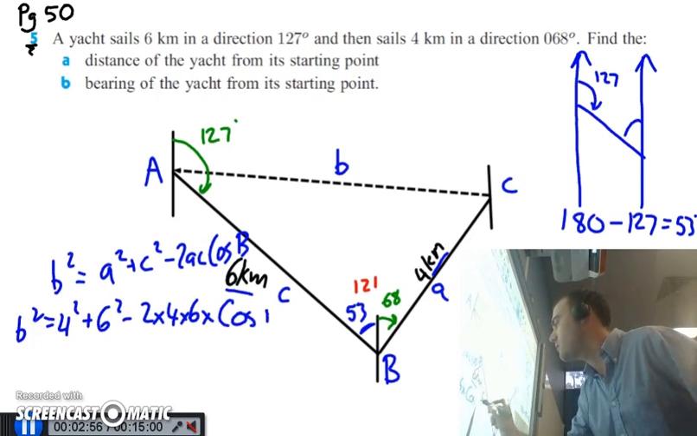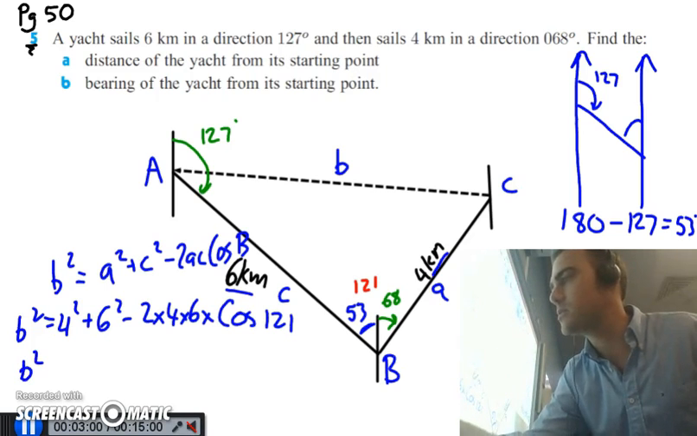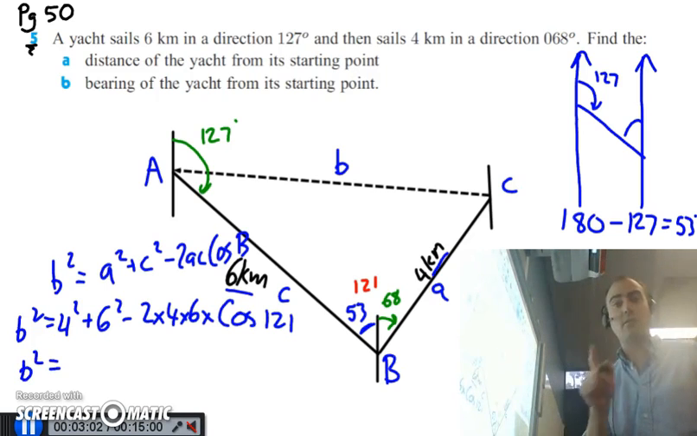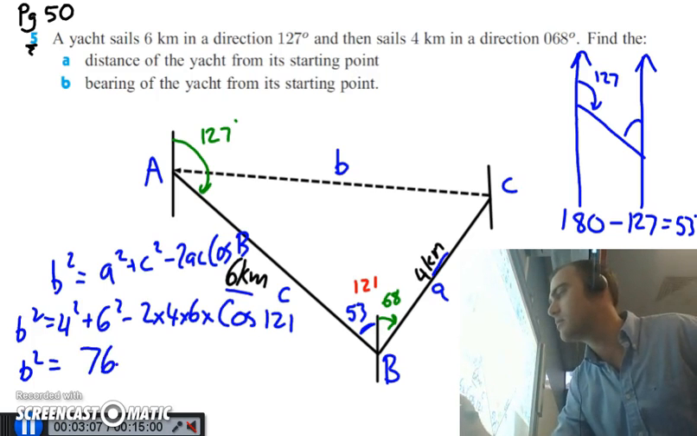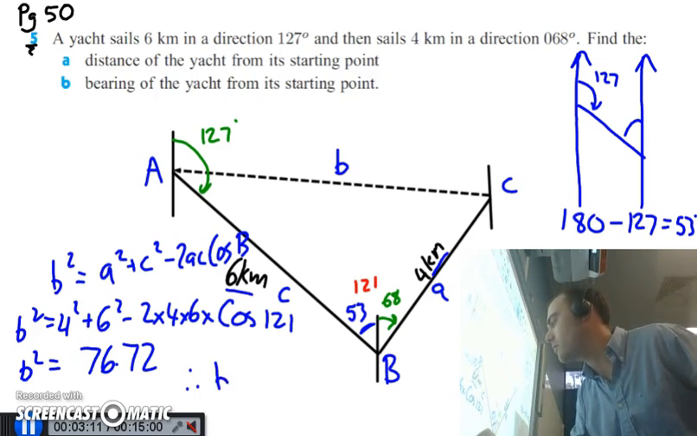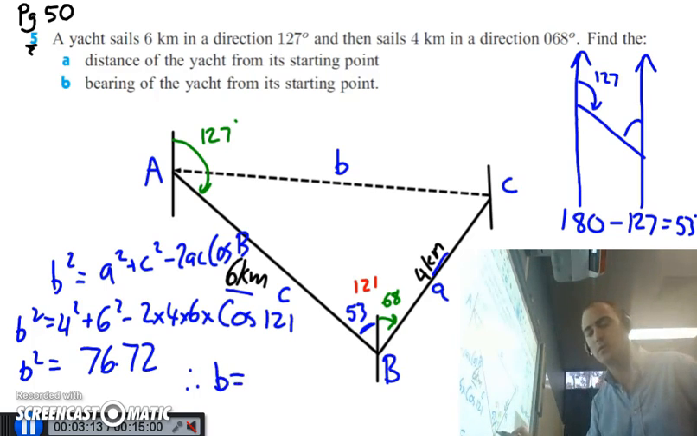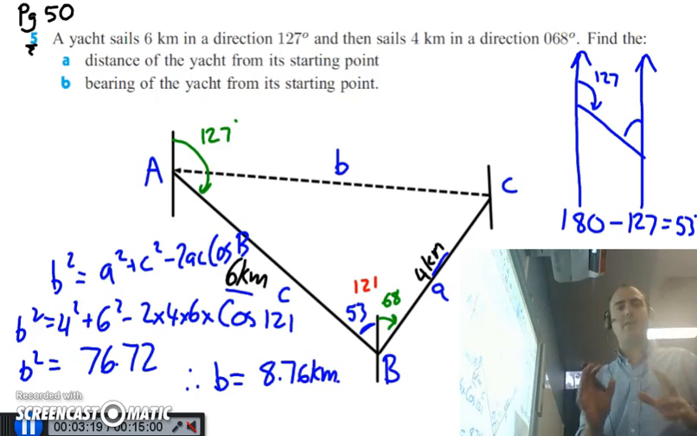cos of 121. We put that in, B squared, put it in your calculator, remember to have your settings on degrees, and we find that that is 76.72. Therefore, B will equal 8.76 kilometers. So that's how you do part A.